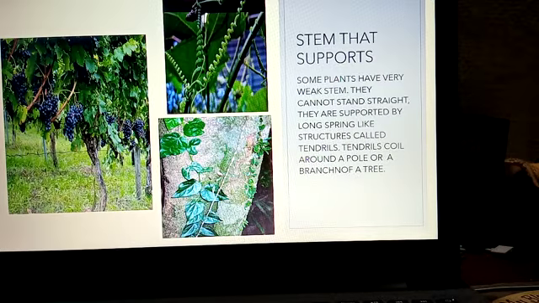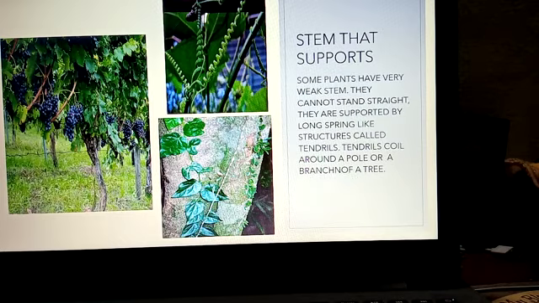So the second modification is the stem that supports. Examples are almost all the climbers. Here you can see the examples of grapes, then below that the bitter leaves, even the bitter gourd, and even the pea plant and bean plant. Almost all the climbers come under this category.